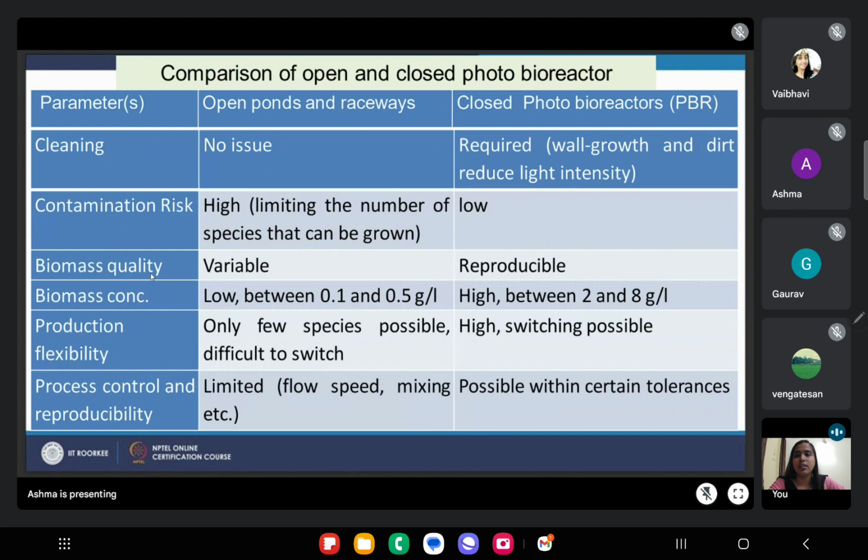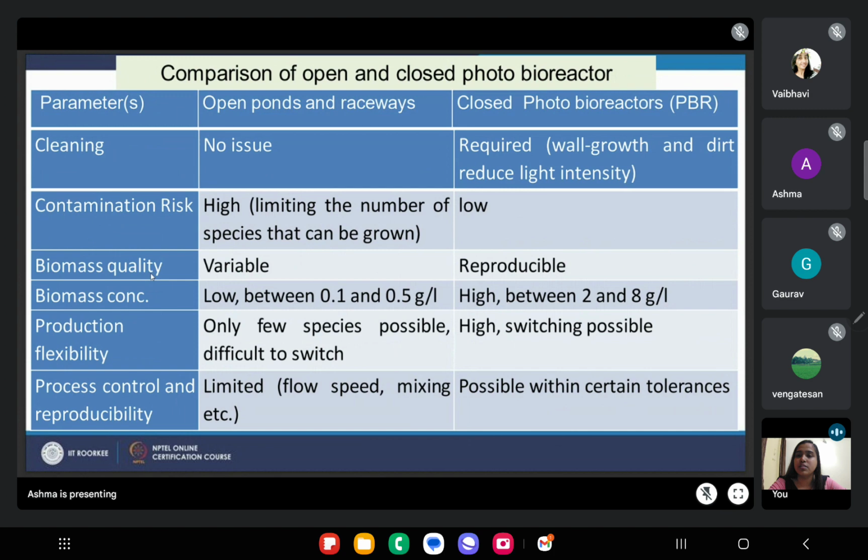Next, we have cleaning. In an open system, we do not have any issue with cleaning. We can clean it very easily. But in a closed system, we require some sort of cleaning because the algae are very sticky. They can stick to the walls and grow on the wall. Because of this, the water in which algae is growing will become very dense, and since it can grow on the walls, it will inhibit the transmittance of light intensity through the columns. So we need to do some cleaning in the closed system.